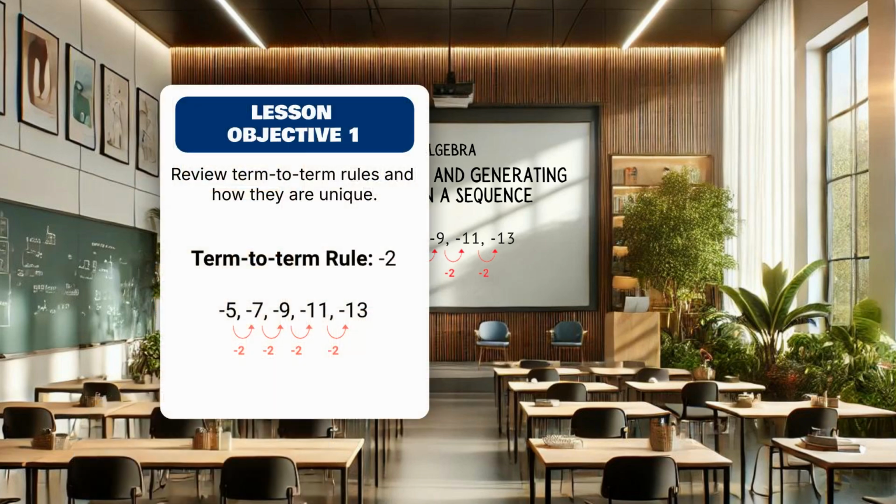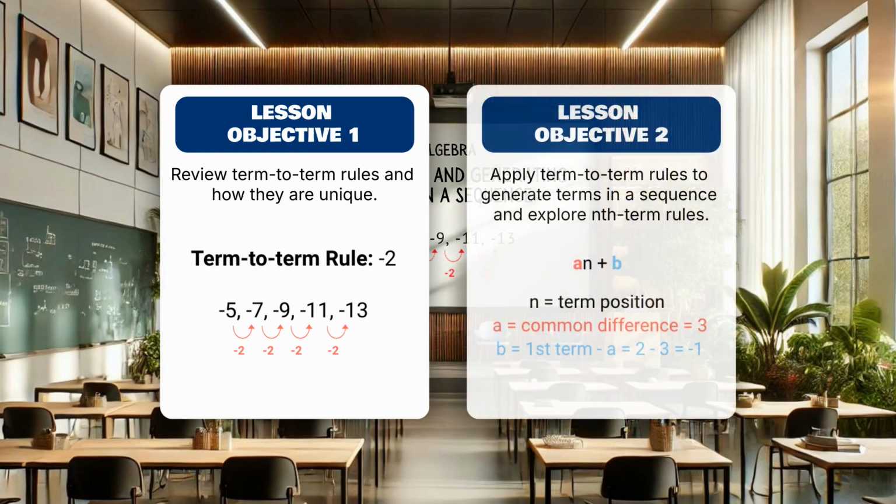We'll begin by reviewing what term-to-term rules are and how they differ from other types of rules you may have seen. Next, we'll go through the process of applying these rules to generate terms in a sequence with step-by-step examples. We will also explore nth-term rules and how to check that a number is in a sequence. We'll work through several cases to solidify your understanding and provide you with practice. With this foundation in place, we are prepared to delve into term-to-term rules. So let's jump right in.